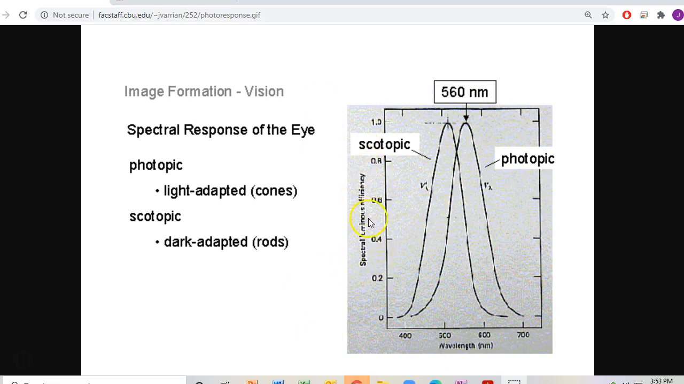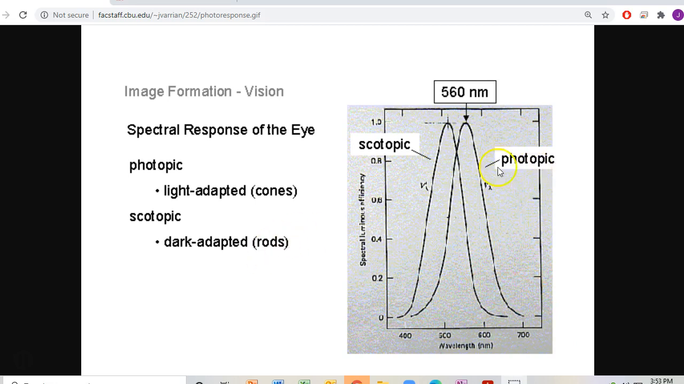On the vertical axis is just the luminous efficiency, which is just the normalized quantity. It doesn't have units. The higher the number, the better the response of your eyes, of your photoreceptors. On the horizontal axis is wavelength, free space wavelength. So it goes from 400 nanometers in the violet, to 700 nanometers up here in the red.